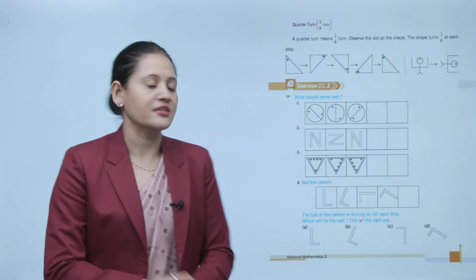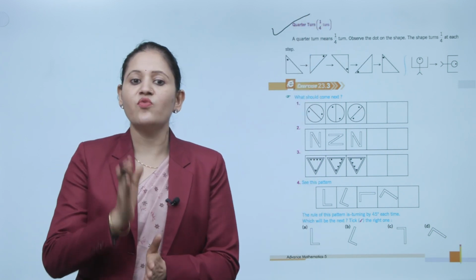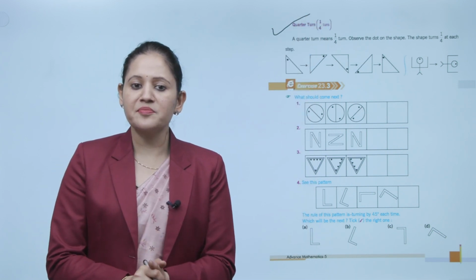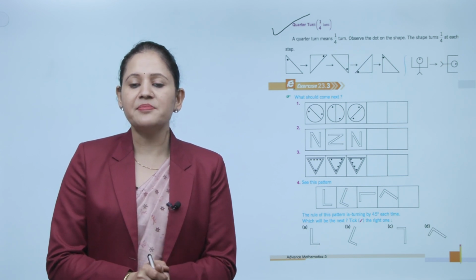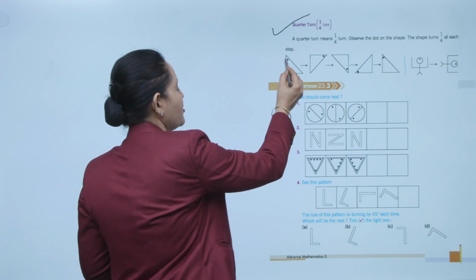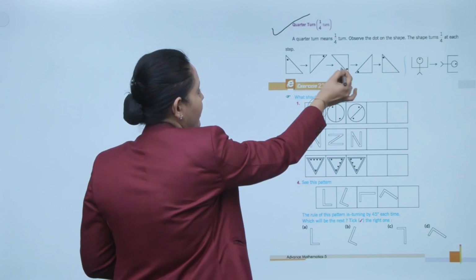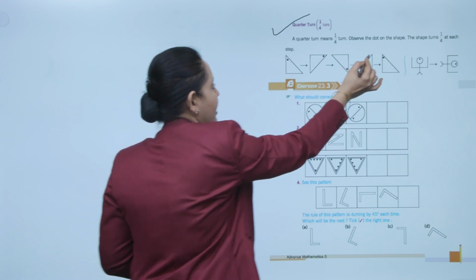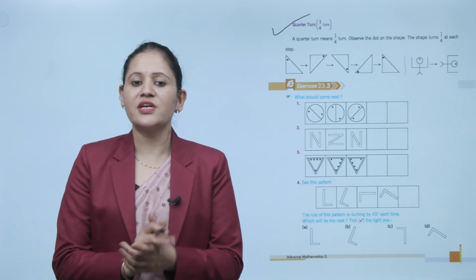Next is quarter turn. Quarter means 1 by 4. A quarter turn means 1 by 4 turn. Observe the dot on the shape. The shape turns 1 by 4 at each step. Like here, first the dot was here. Now with a 1 by 4 turn, the dot will come here, then here, and then again here. Clear?